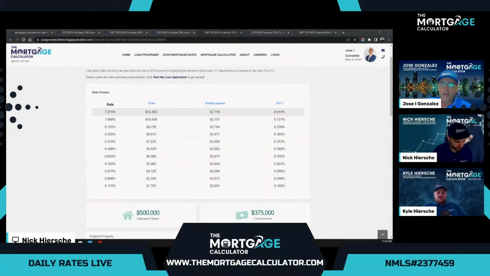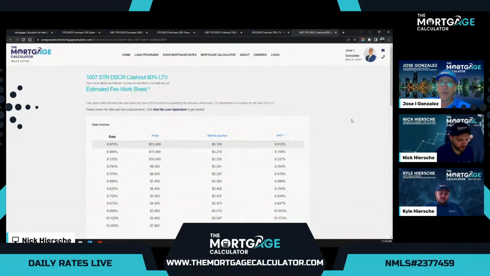Roughly 0.625, I believe, is the points on that at 1781. And then you can buy it down to as low as a 7.875 rate. Very good option. But we also have an 80% 1007 STR option. If we could share that one. The 80%.